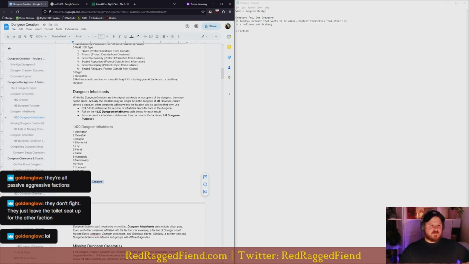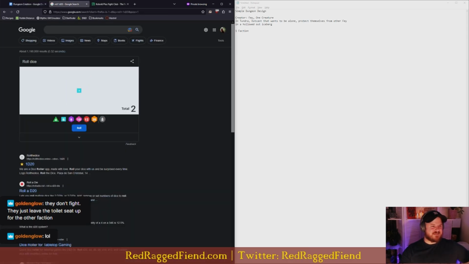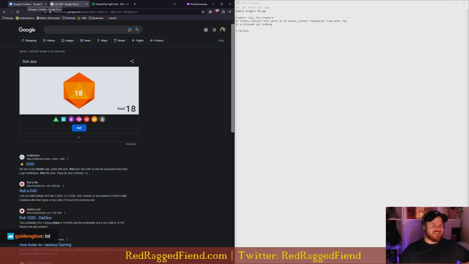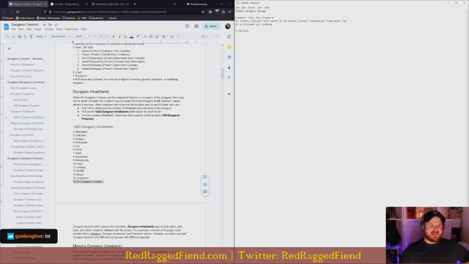Yeah, so because we have the dungeon creators at 15 to 20, and we only have one faction in the dungeon, there's actually a high likelihood that whatever we end up rolling is not going to be the dungeon creator. So whoever our Fae is that wanted to get away, got away so well they're not here anymore. But let's make sure that we don't roll a 15 or better. Okay, well that's an 18, so we don't have to worry about that particular circumstance, because our one faction is indeed the creator. It is in fact the dungeon creator.